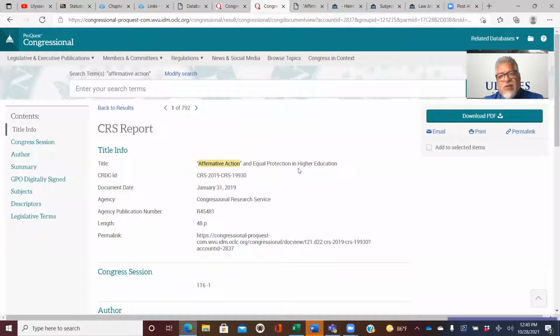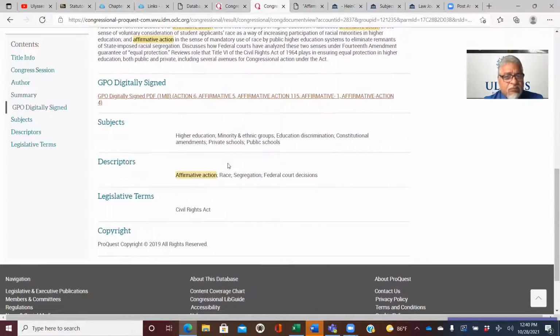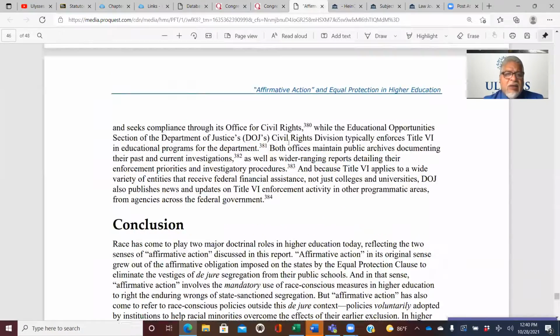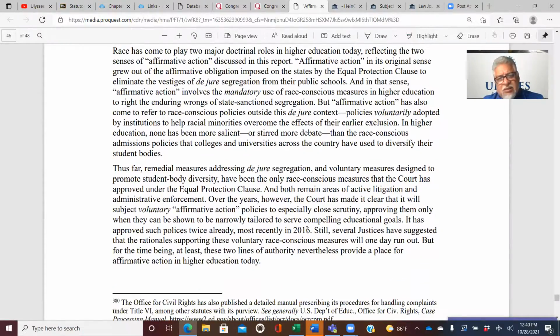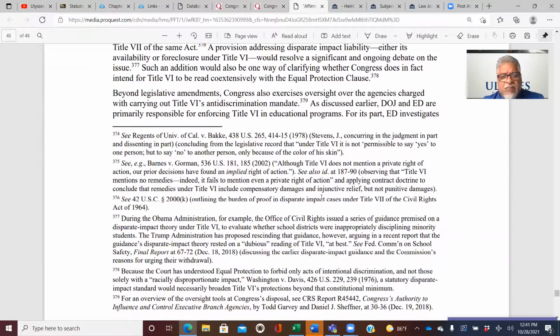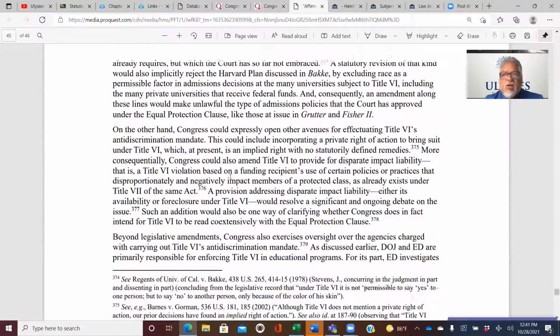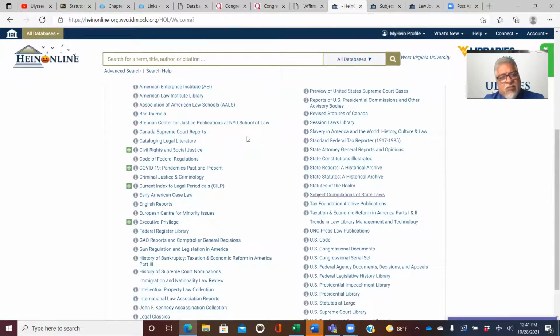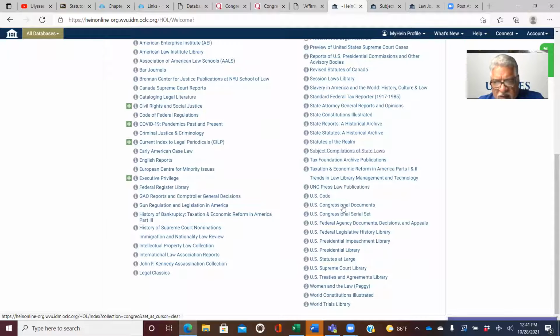And here they have one on affirmative action and equal protection in higher education, written by Christine Back, who is a JD, and this is what it's about. Then I clicked on it and started reading, and here comes the conclusion. In the conclusion, it basically has the status of the law. But if you notice, there are a lot of citations showing how it got to where it's at, including University of California versus Bakke, Barnes versus Gorman, and all of these different resources that you can go from.